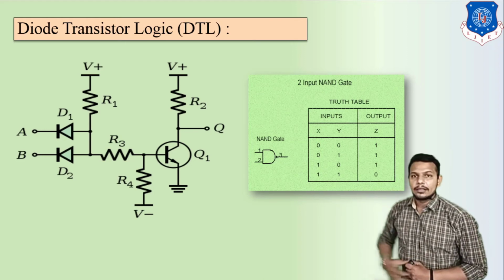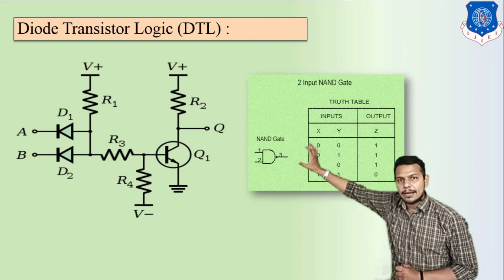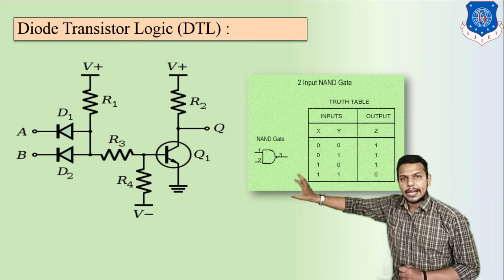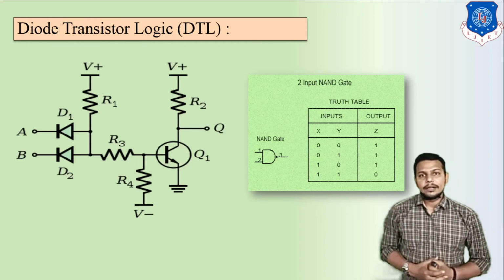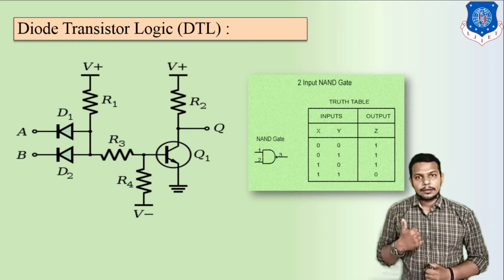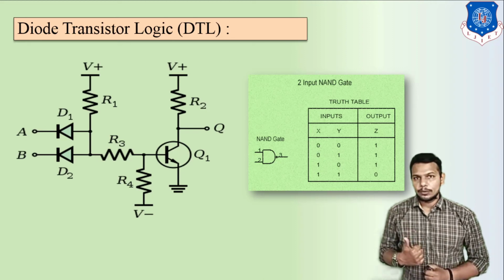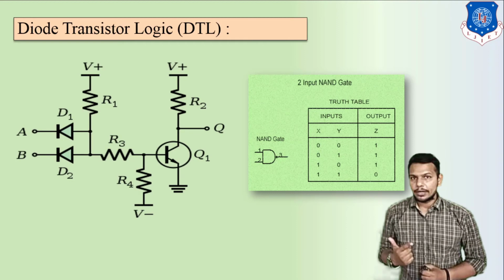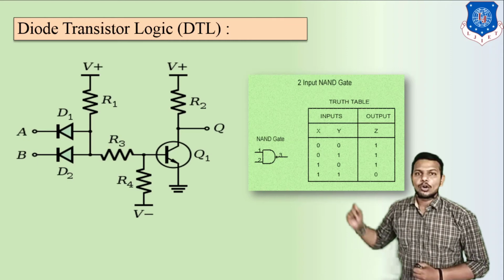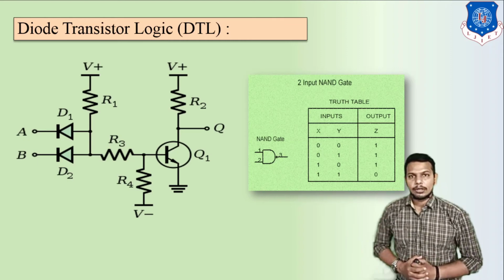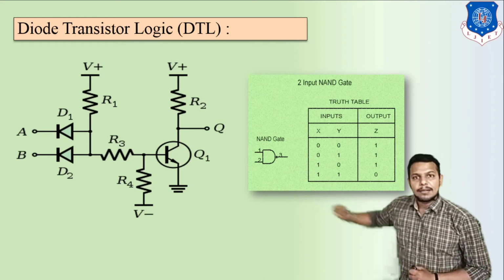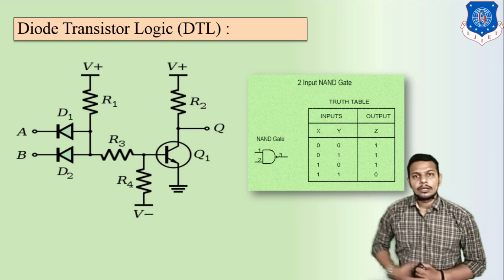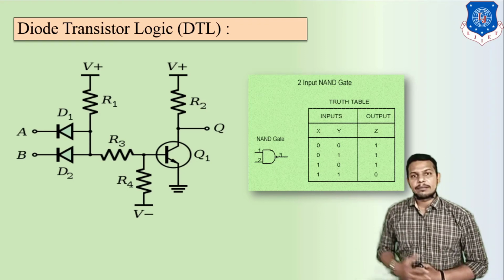That means if I apply plus VCC of 10 volt, for example, I will get 10 volt at the output side in analog terms. So this means A equal to 0, B equal to 0; A equal to 0, B equal to 1; and A equal to 1, B equal to 0. In these three possibilities your output will be 1, because the voltage drop is 0. So this is case number 1.